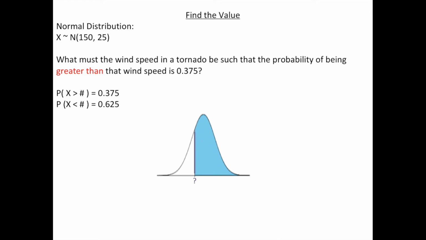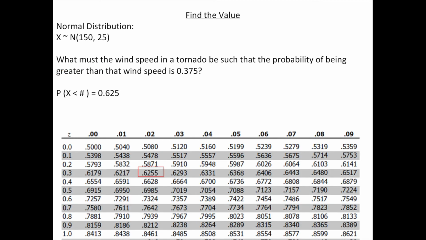0.625. And then I can proceed as I did before, where I search for 0.625 in my table, I find my corresponding z, and then I convert that z into my x value. So for this problem, if I multiply by 25 and add 150, I get an x value of 158 mile per hour winds.